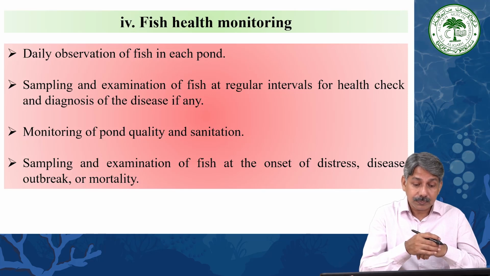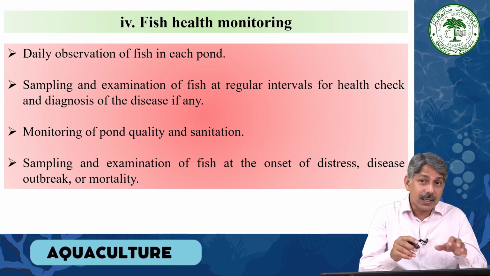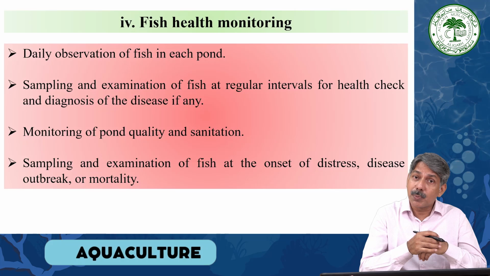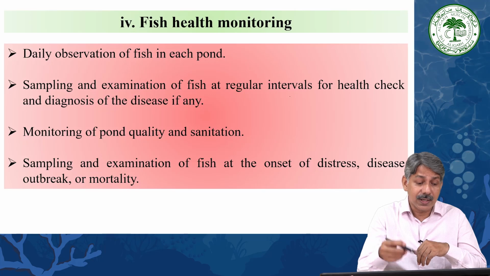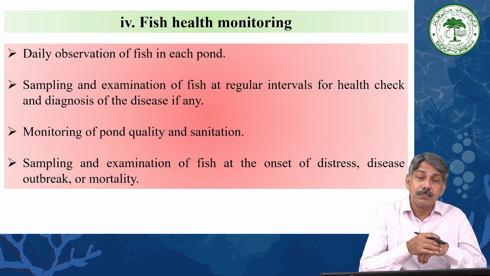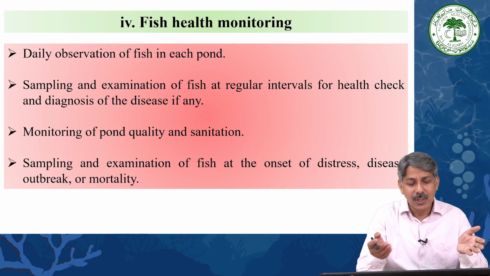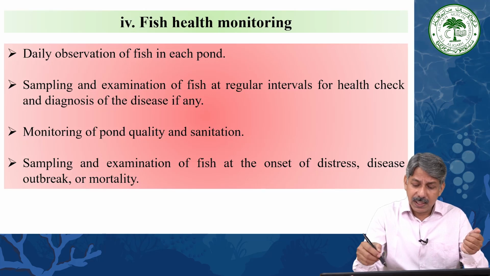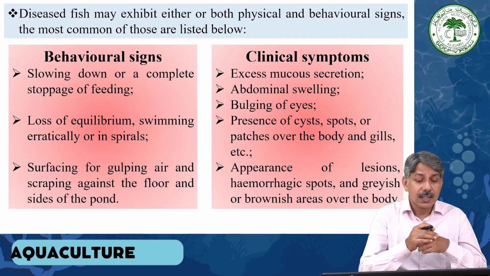Then fish health monitoring, daily observation of fish, which we have discussed earlier also. If you observe any kind of abnormality or irregularity in their swimming, their feeding pattern, their movement, or if they do not eat the food properly, then you should be concerned and check it properly. Sampling and examination of fish at regular intervals. In fact, what we recommend is that you should practice netting at frequent intervals, maybe fortnightly or so. You can go for netting, simply netting, not fishing, and observe the condition of the fish. Sampling and examination of the fish will reveal onset of distress, disease outbreak or mortality.